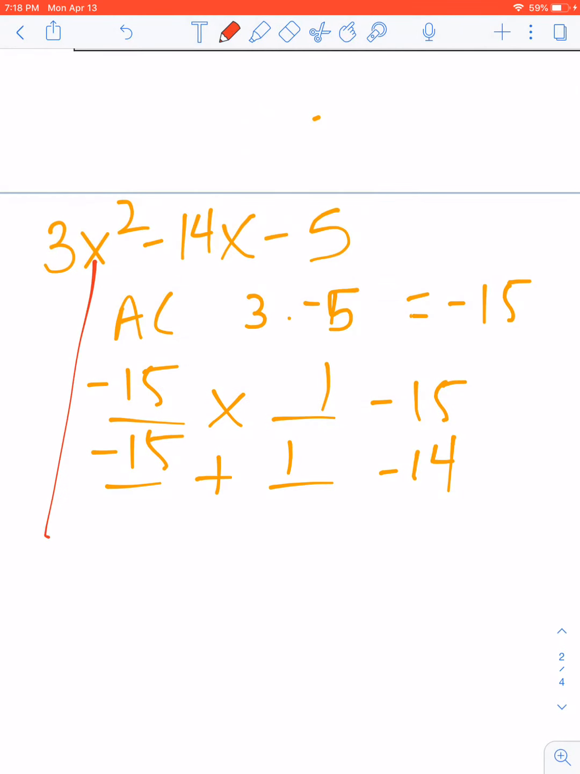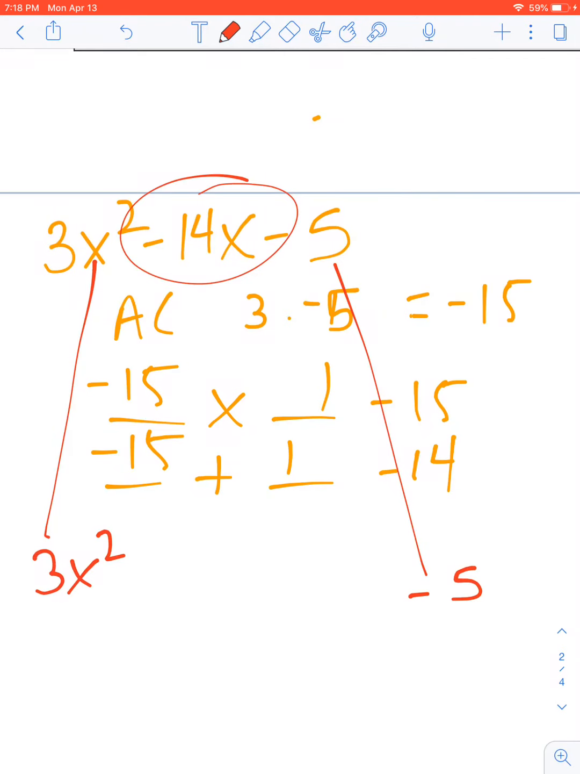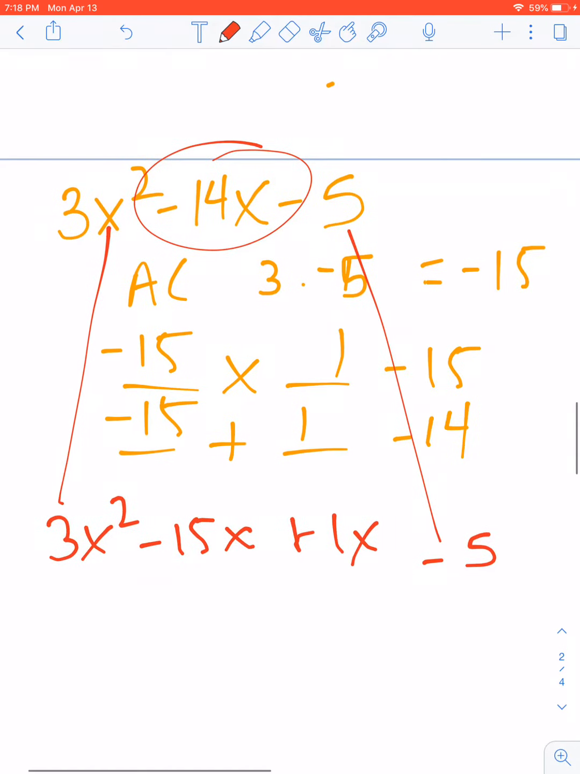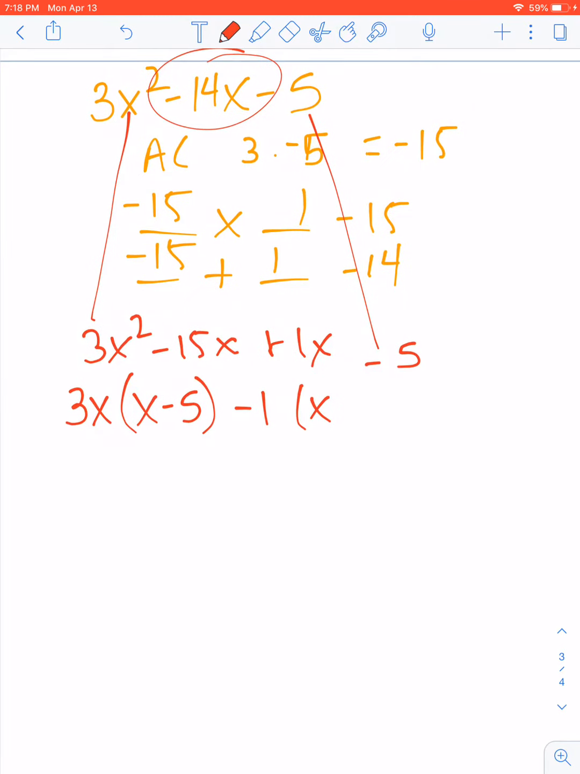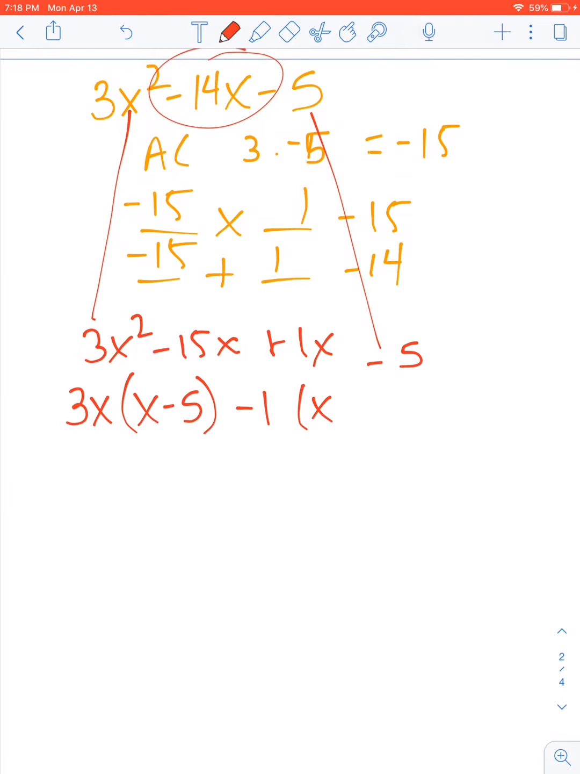So I am going to rewrite the 3x squared, I'm going to rewrite the negative 5, and I'm going to rewrite negative 14x as negative 15x plus 1x. And now I'm going to factor by grouping. I'm going to factor out a 3x to give me x minus 5. And I'm going to factor out a positive 1 to give me an x minus 5. So x minus 5 repeats, leaving me with a 3x plus 1.